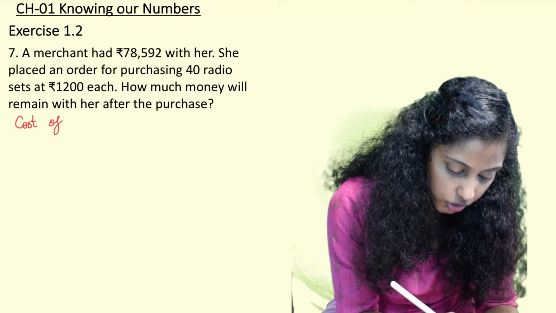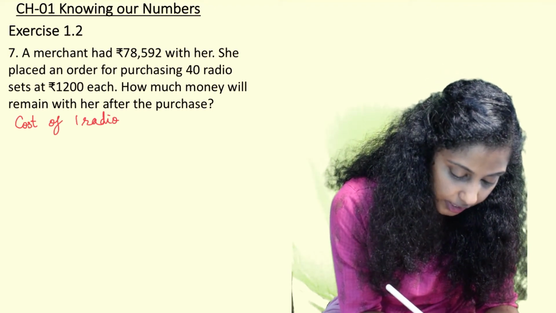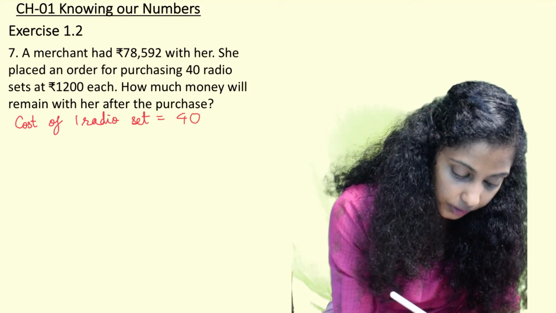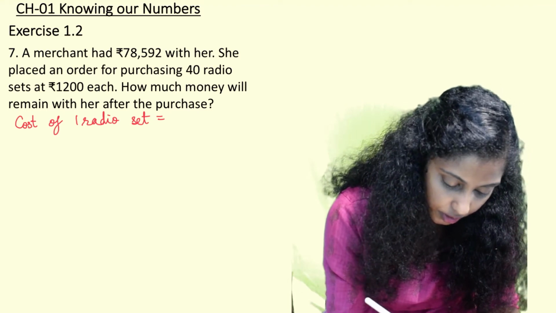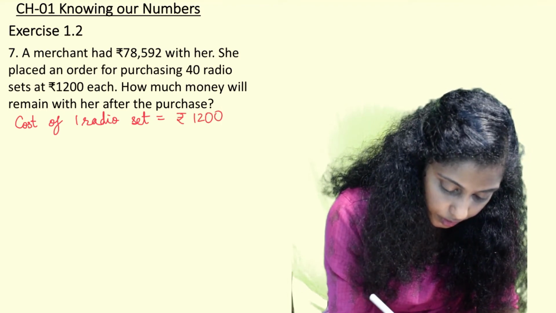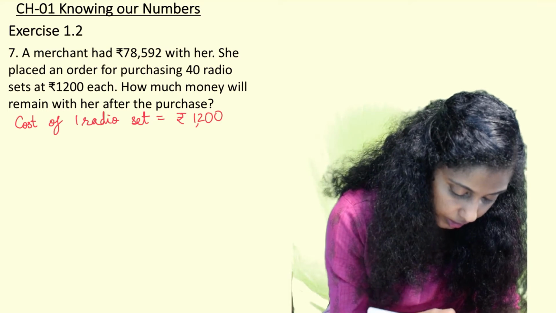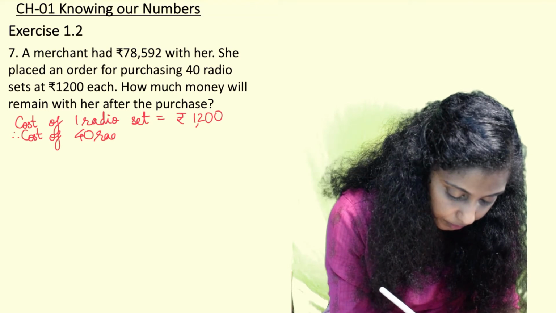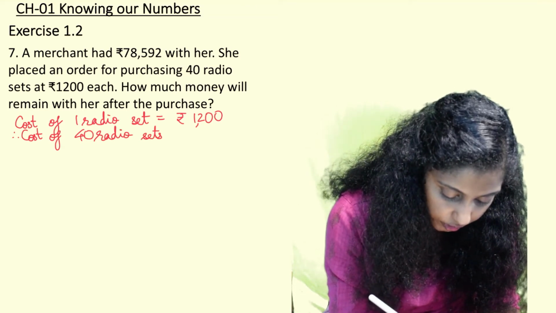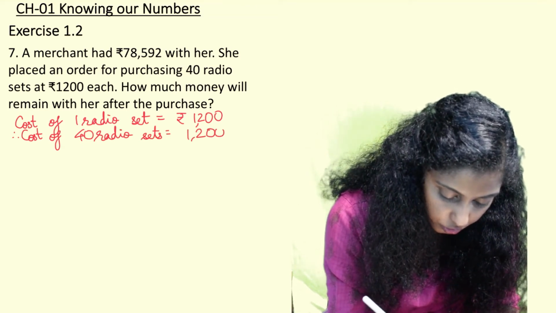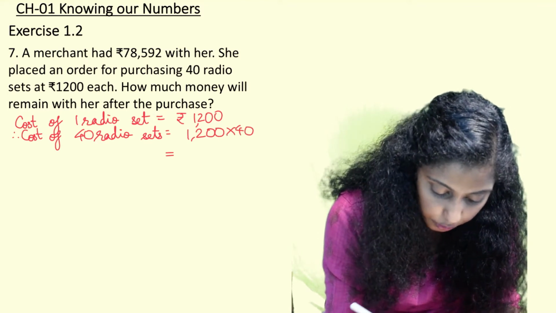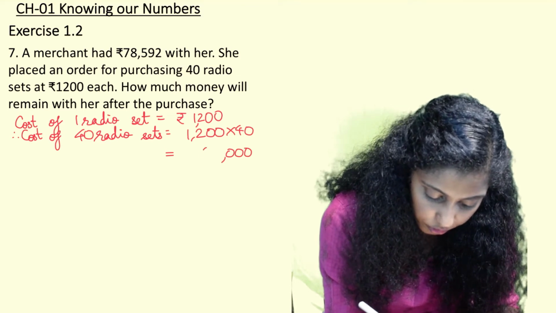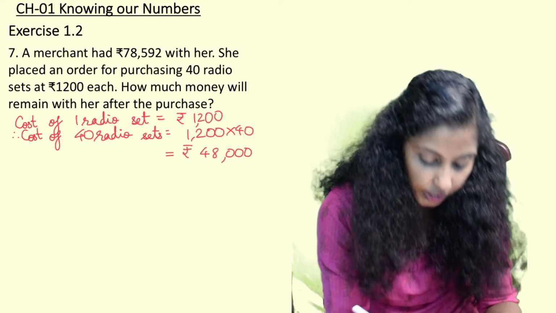So we write cost of one radio set is equal to 1200. Then we write therefore cost of 40, because the merchant had to buy 40, is equal to 1200 multiplied by 40. We do smart work. Zeros 1 2 3 we copy as it is. 12 fours is 48, so rupees 48,000.